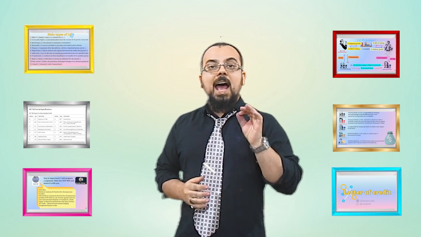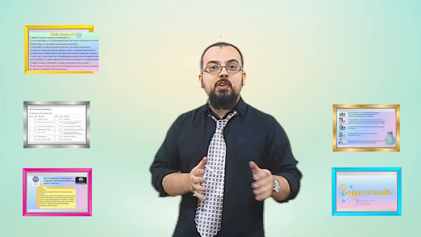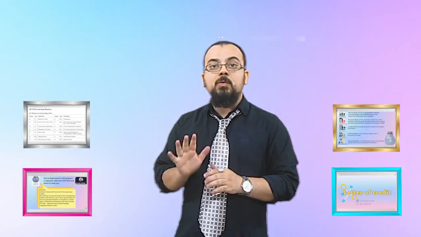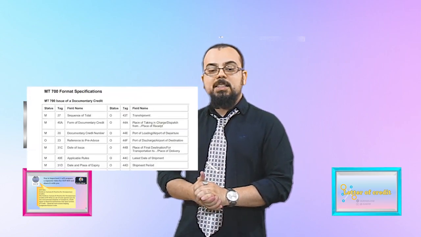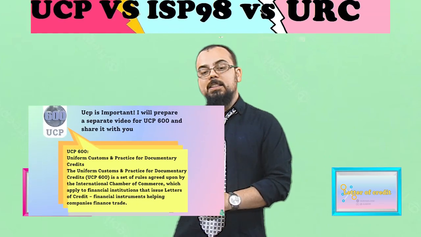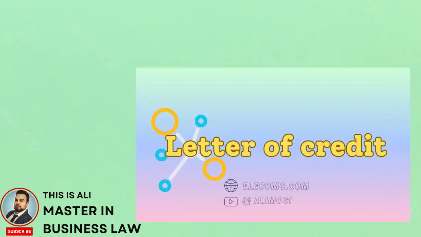What is the LC and how does it work? 21 types of letters of credit. 5 banking brokers which cover the LC process. SWIFT message option definition. What is the UCP and how does it compare to other similar rules? And all the useful data that you need to learn letters of credit. Let's get started.